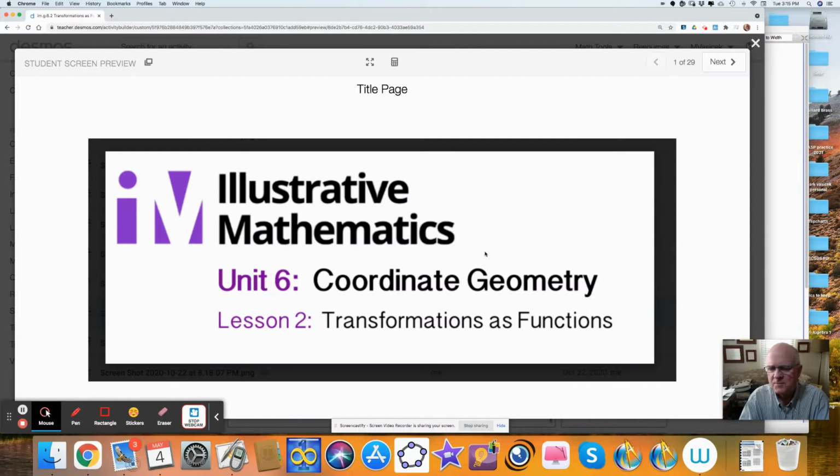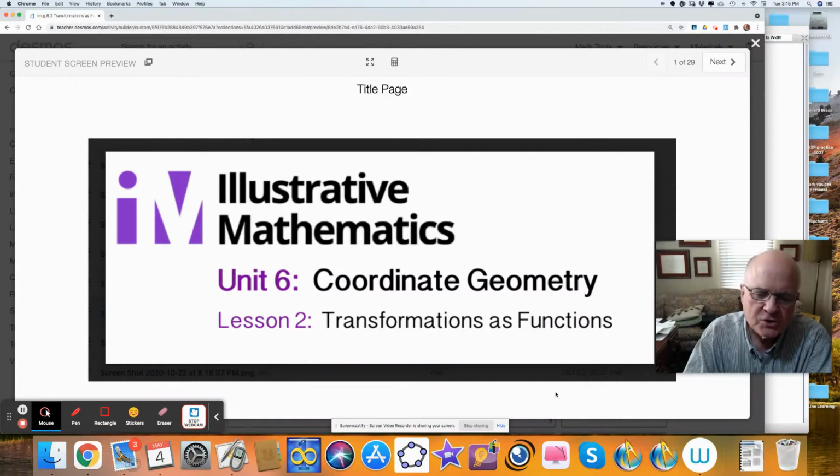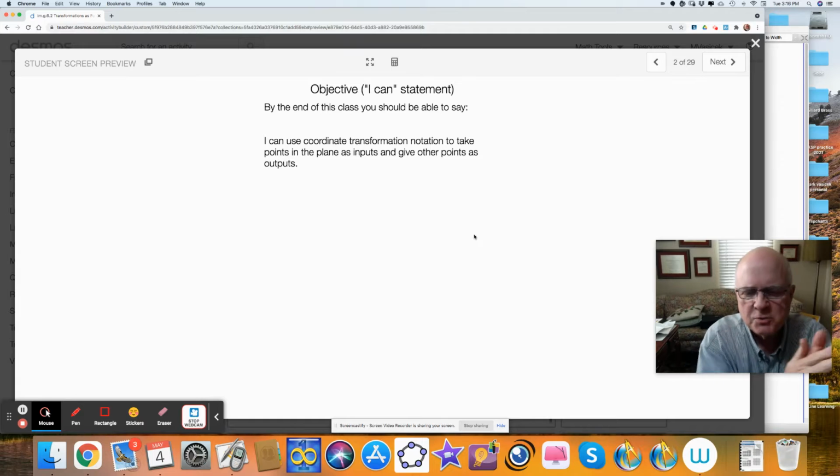Hi, I'm Mr. V, and today's lesson is from Illustrated Mathematics. This is coordinate geometry, on functions, transformations as functions. So it's function notation. By the end of the lesson, you should be able to say, I can use coordinate transformation notation, which may be new to some of you, to take points in the plane as inputs and give other points in the plane as outputs. That's the big idea of what we're going to try to do today.